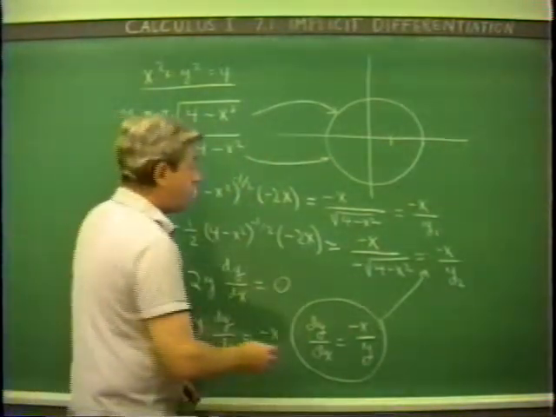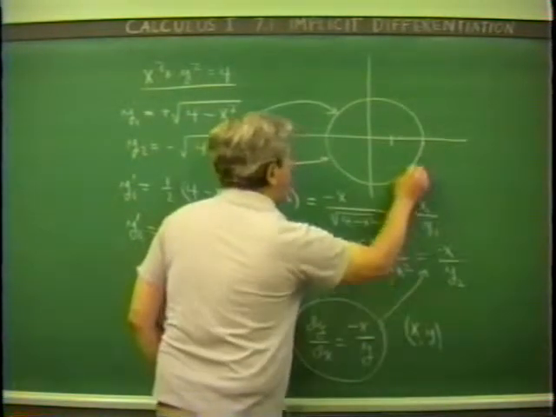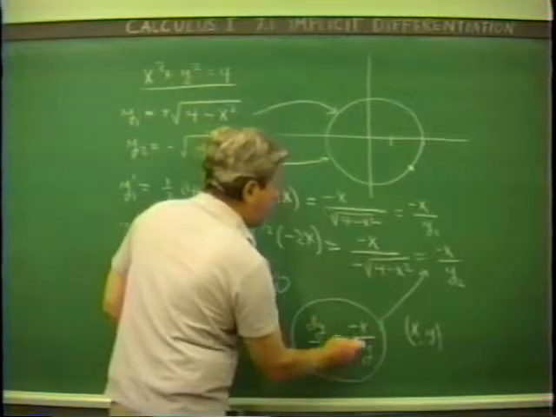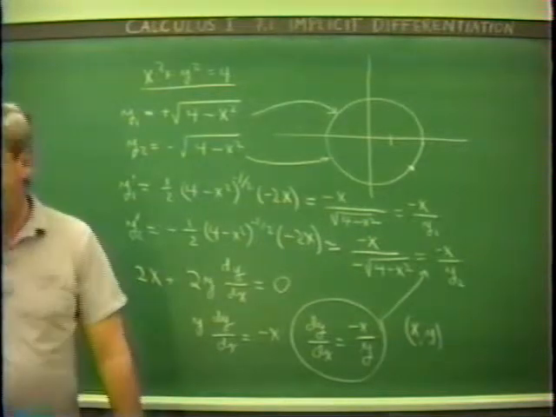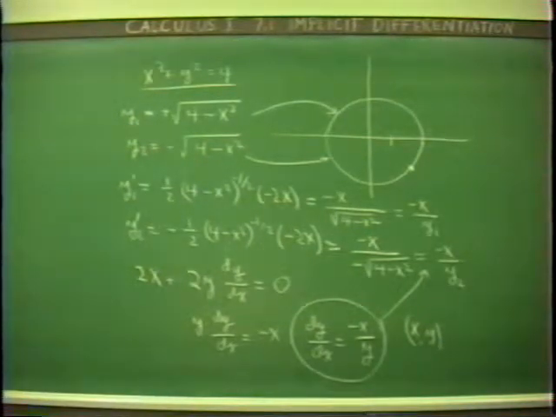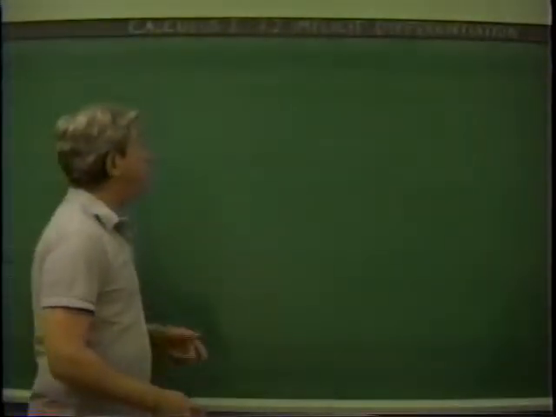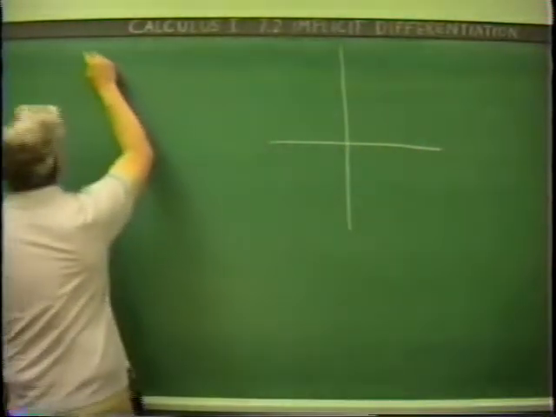What this means is that for any point x, y on the curve, the derivative at that point x, y is given by minus x over y. All right, we'll now take a look at how to do that in general. Now here's the general picture with respect to implicit differentiation. Let's suppose that we've got an equation in x and y.